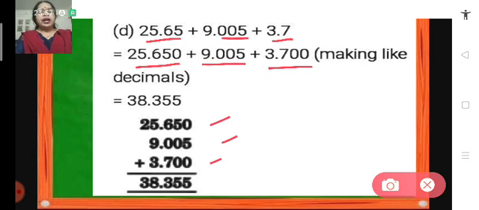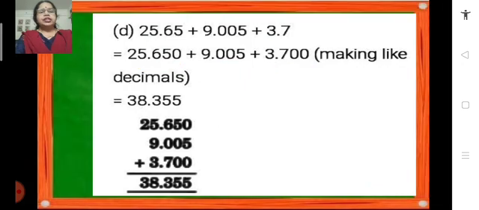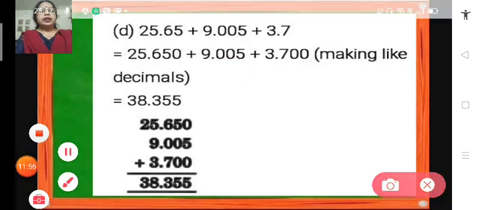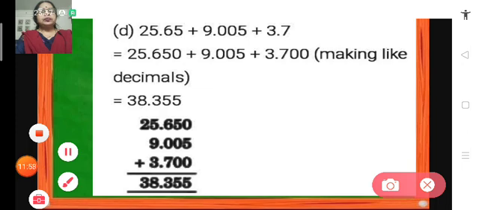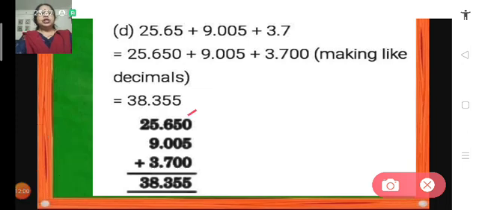We will start addition from the extreme right. So first we will add the thousandths. So 0 plus 5 plus 0 becomes 5. Then we move on to hundredths place. 5 plus 0 becomes 5 again. Then we move on to tenths place. 6 plus 7 becomes 13. So we write 3 here, carry over 1 to the ones place.